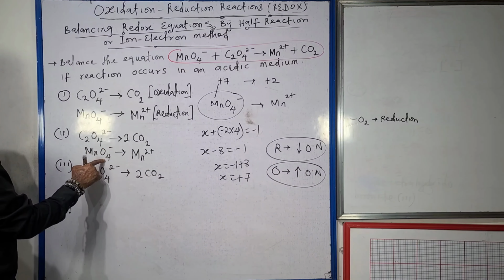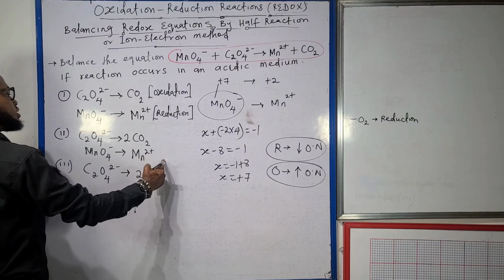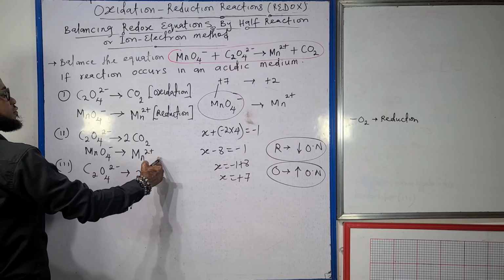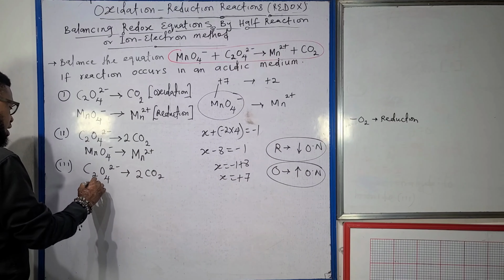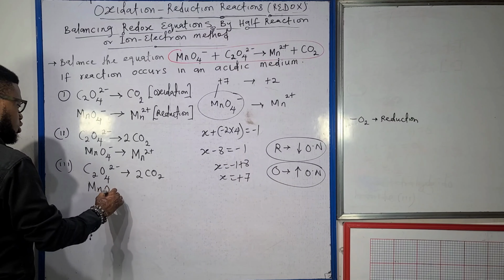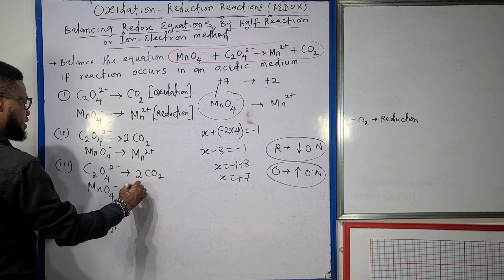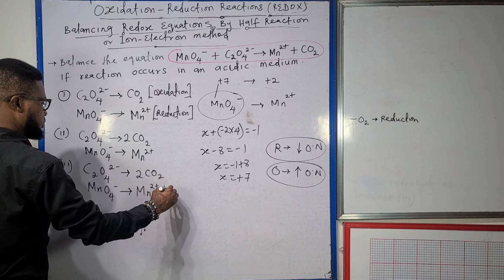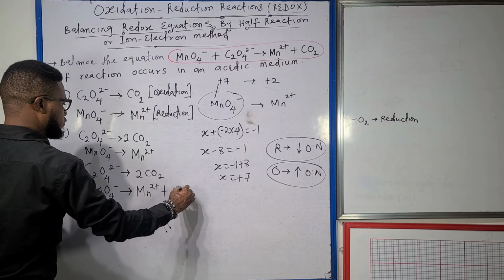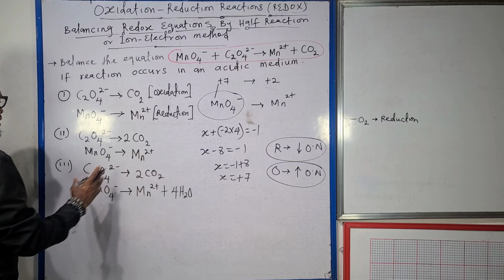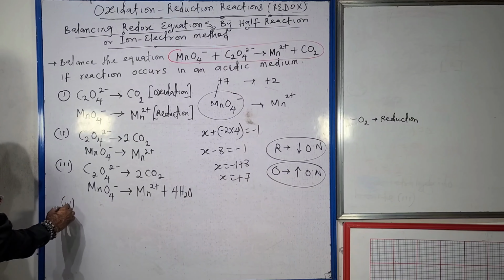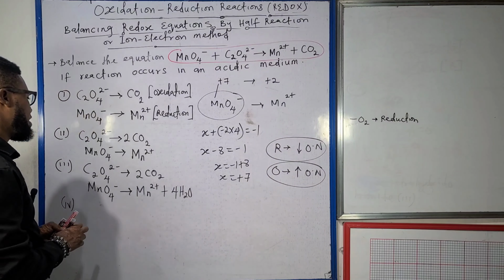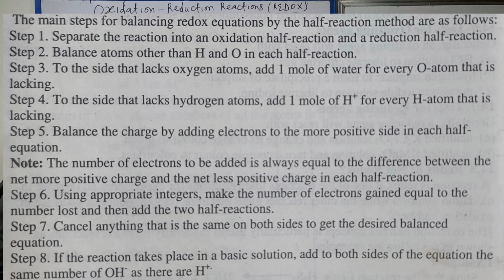But MnO4 minus, I have 4 oxygen here, no oxygen on the product side here. So since 4 oxygen is lacking, I'm going to be adding 4 moles of water here. So this is MnO4 minus to give me Mn2 plus 4 moles of water. Now that ends step 3. We've been able to balance oxygen by adding water to the side that lacks oxygen.